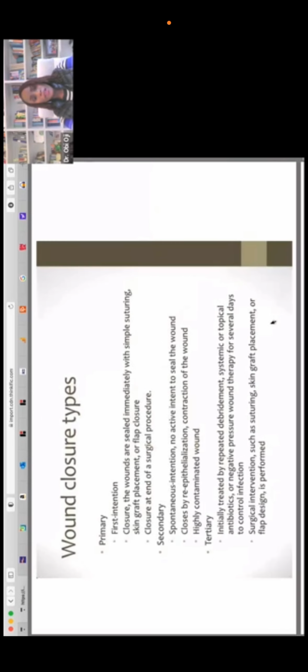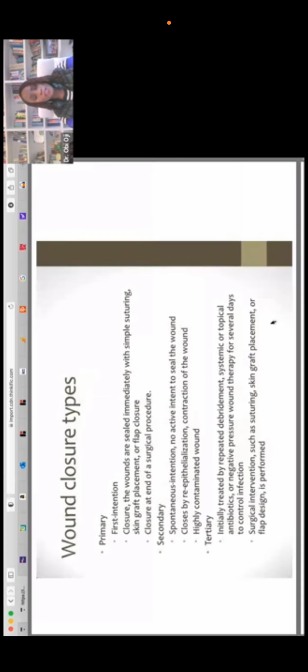All right, I really like this slide here because it tells you exactly what type of wounds to close and some wounds that you do not want to close. So primary first intention, wound closure type, that would be your first intention. So the closure would be that you as a practitioner, you're actively trying to seal this wound. And that would be the case of a patient that comes in with a laceration, and your job is to assess that laceration and decide if you're going to close it or not.